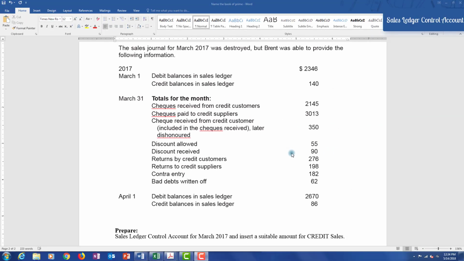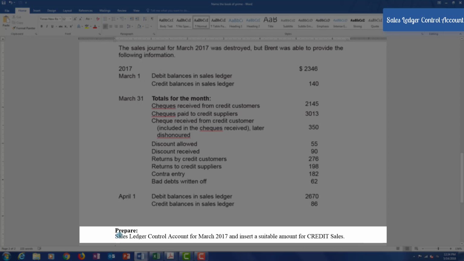Today we'll be looking at the sales ledger control account, which is also known as the total debtors account or accounts receivable control account. The question reads as follows. The sales journal for March 2017 was destroyed, but Brent was able to provide the following information. The information is given. Prepare the sales ledger control account for March 2017 and insert a suitable amount for credit sales.